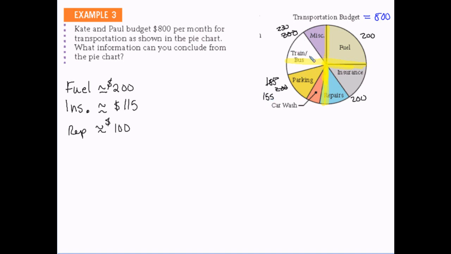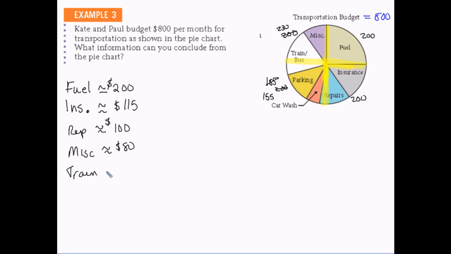Train and bus, much bigger than miscellaneous. How'd you split the 230? Just guessing on the sizes of the wedges. 150 and 80. That's what I meant to say. Do you think 150 and 80? So we'll say miscellaneous is 80.